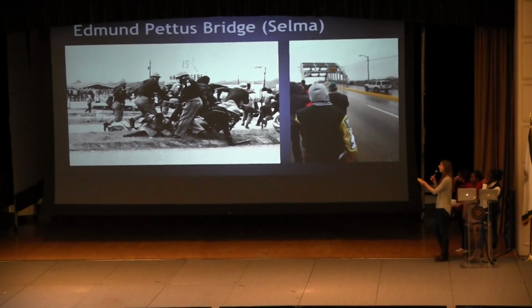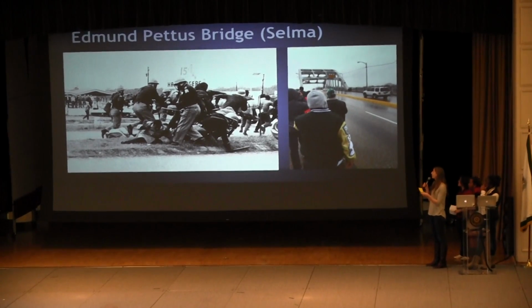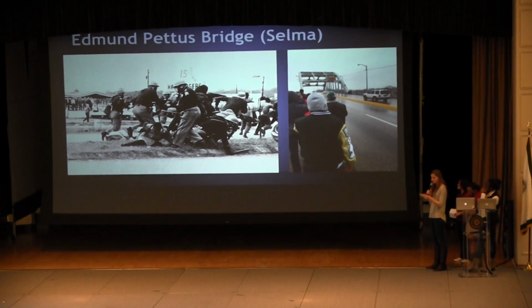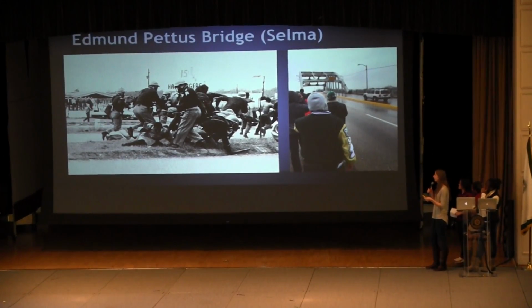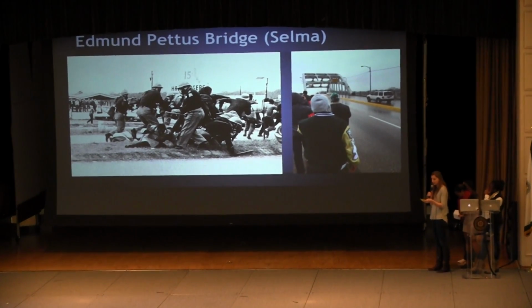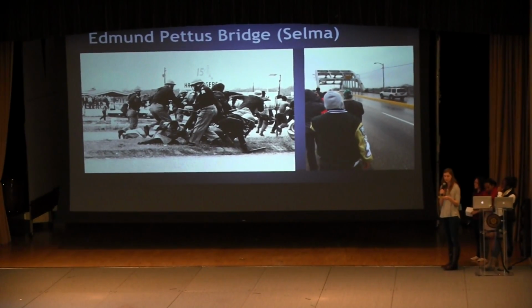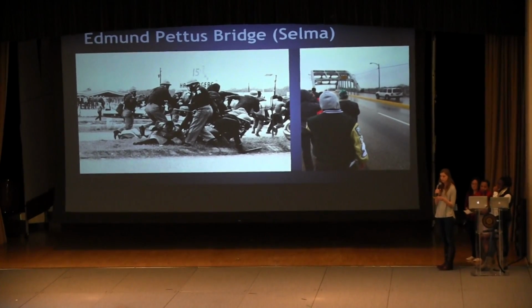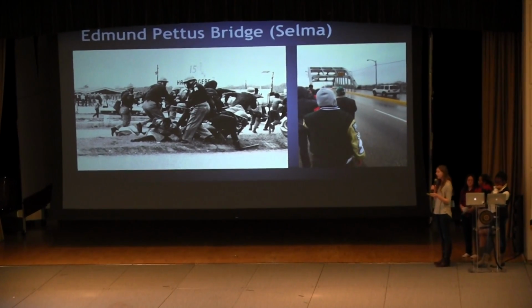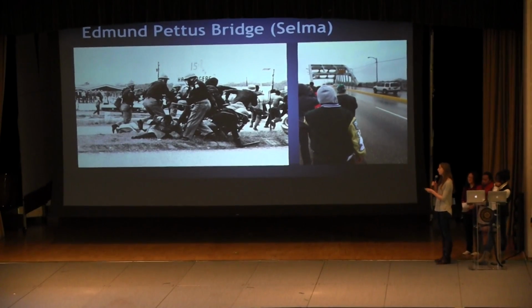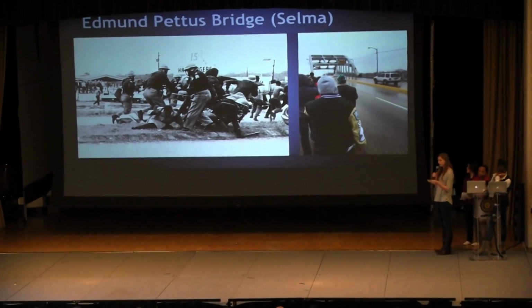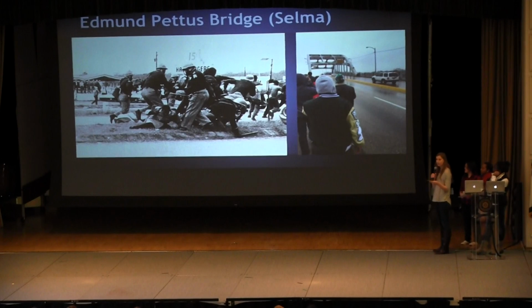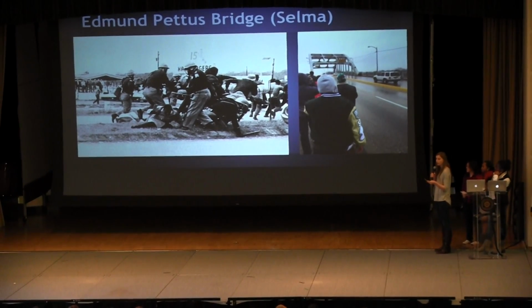Okay, so then we went to the Edmund Pettus Bridge in Selma. And we crossed it, and this was the site of Bloody Sunday. And that was in 1965. Hosea Williams and John Lewis led over 600 marchers on a march for voting rights. And the march was supposed to go from Selma to Montgomery, and that's 54 miles walking.